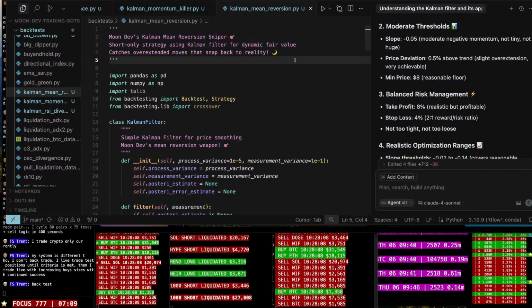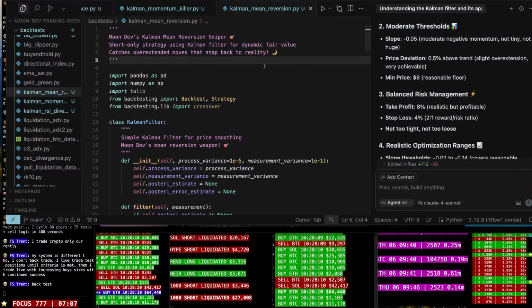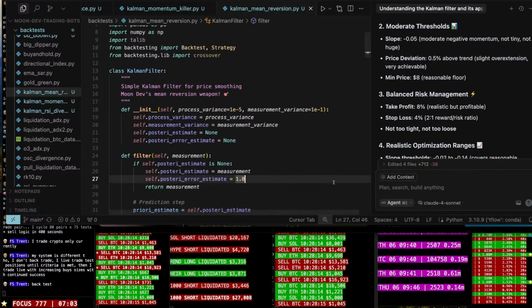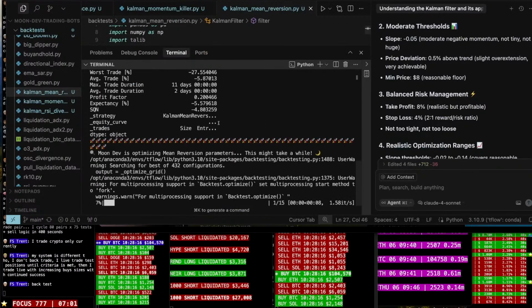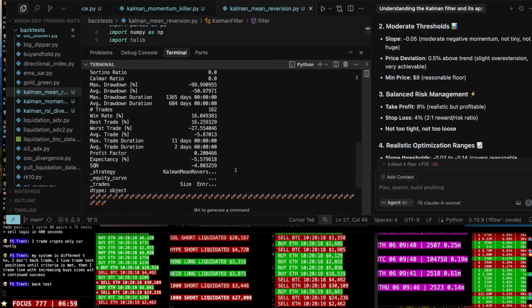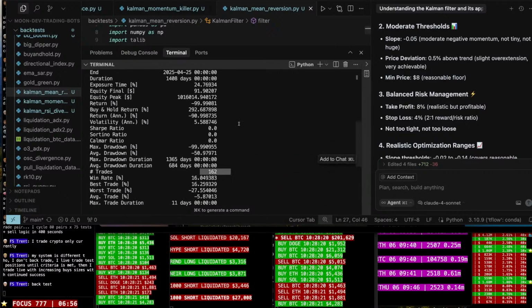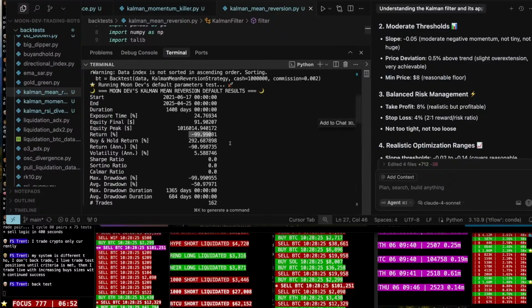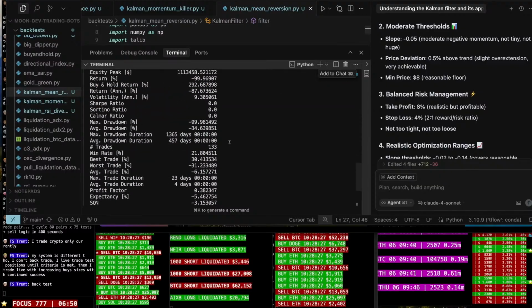Okay, so now we have this mean reversion one. Short only. Okay. Let's run this and get the error. 162 trades. It blew up as well. Return. Optimization.